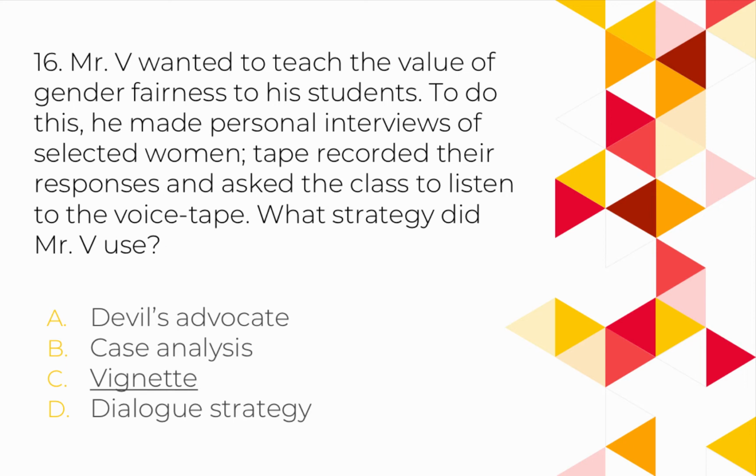The correct answer is C. What Mr. V did were parts of the descriptions of vignettes that include anecdotes, scenes or scenarios, sketch, illustrations, engravings, novelettes, designs, stories, and pictures. And part of this is what Mr.